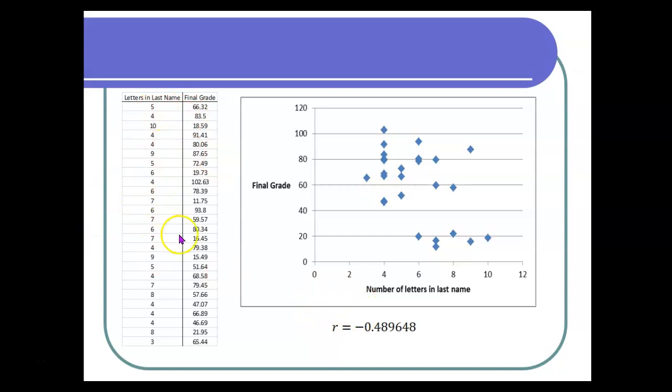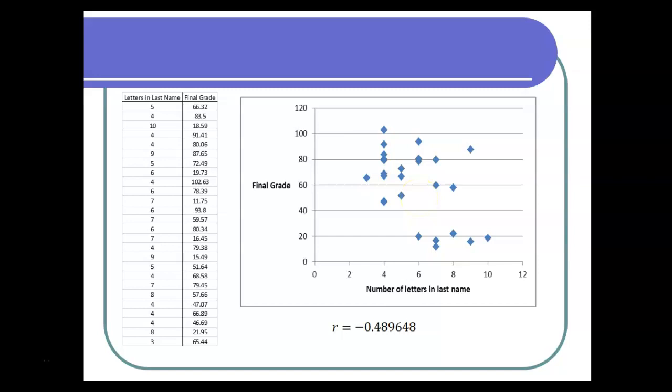And when we look at the data, it kind of looks like, yeah, there's not really any relationship. You've got some people with like 8 and 9 and 10 letters in their names. Some of them did not do very well. You got some people with 3 or 4 letters in their last names. Some of them did not do very well. Some of them did better. In general, though, it doesn't look like there's much of a relation between the number of letters in somebody's name and what their final grade was.